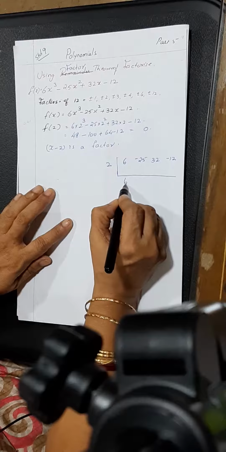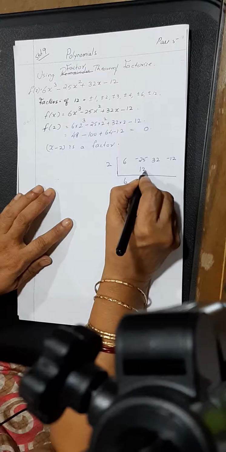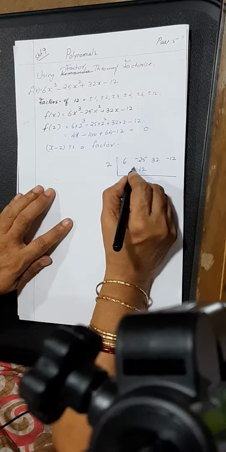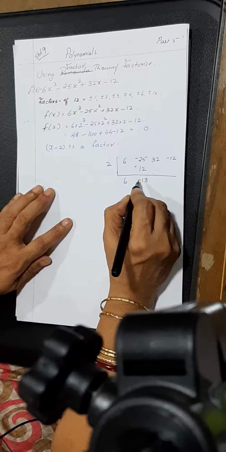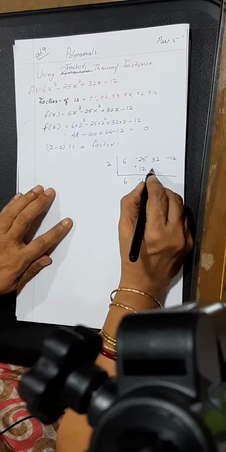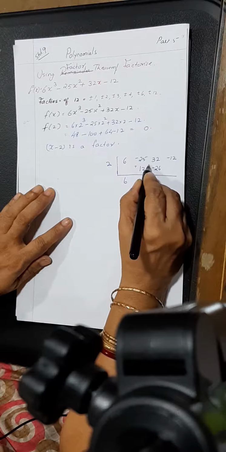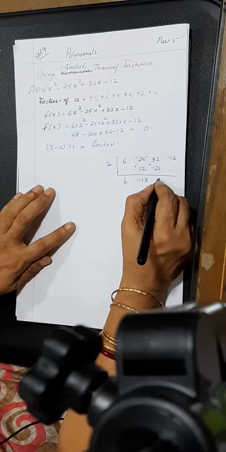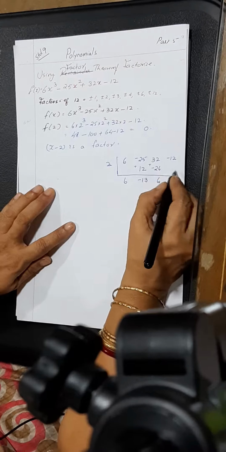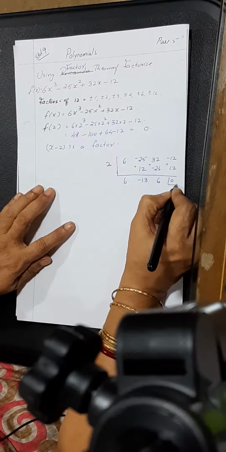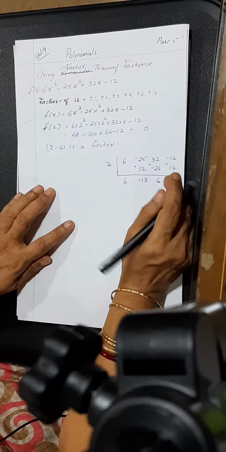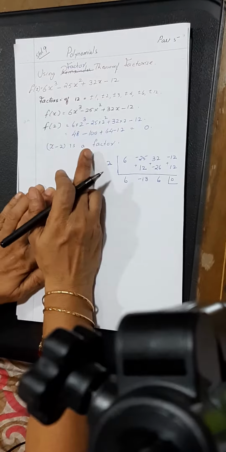So 2 into 6 will become 12 here. Then you will add this. If you add this, you get minus 13. Then minus 13 into 2, it will be minus 26. So again you add, so you get 6. 6 into 2 is 12. So if you add, you get 0. You have to get the value here as 0 because we know x minus 2 is a factor.